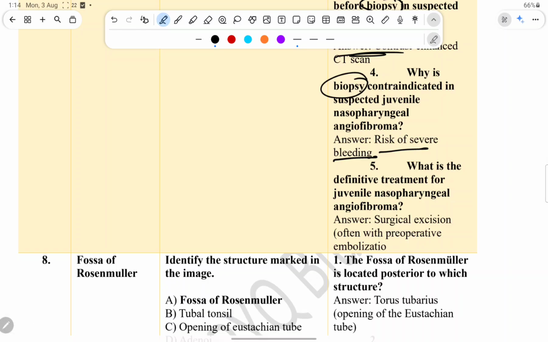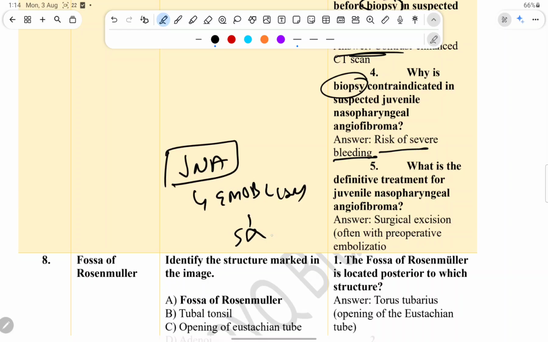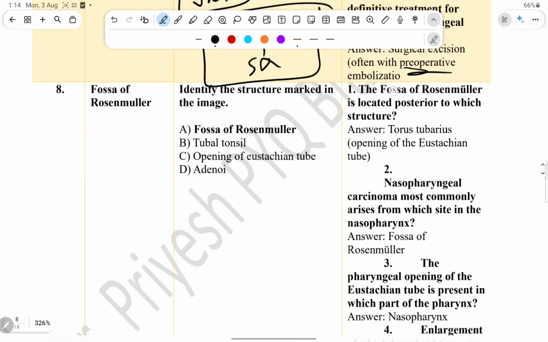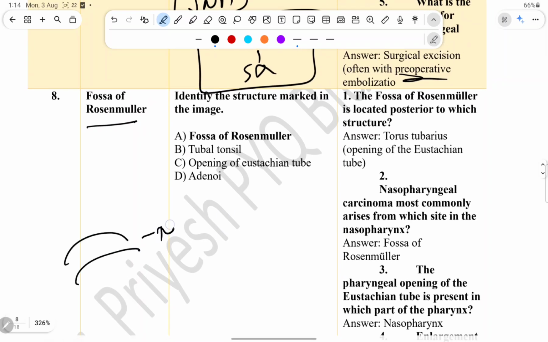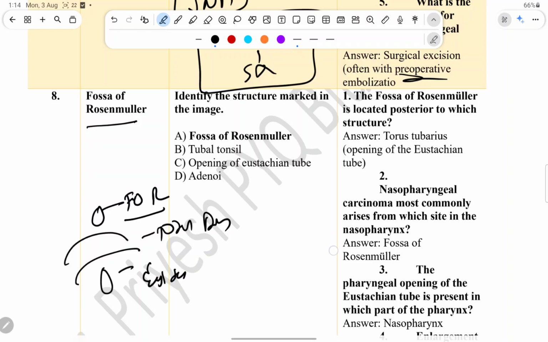What is the definitive treatment for juvenile nasopharyngeal angiofibroma? It is embolization followed by surgical excision. Okay, embolization first. Next, the fossa of Rosenmuller. This is the torus tubarius. This is the eustachian tube opening, and there is the fossa of Rosenmuller.